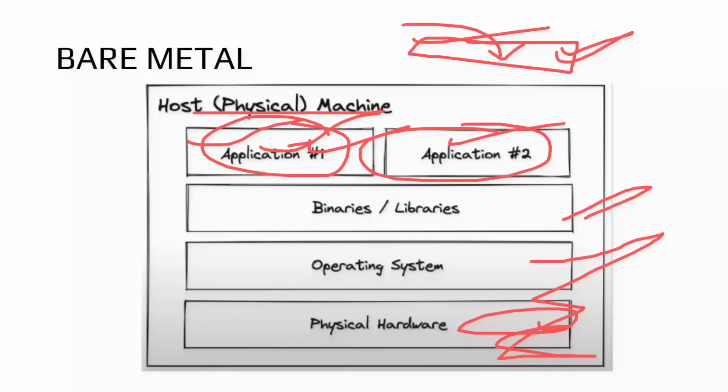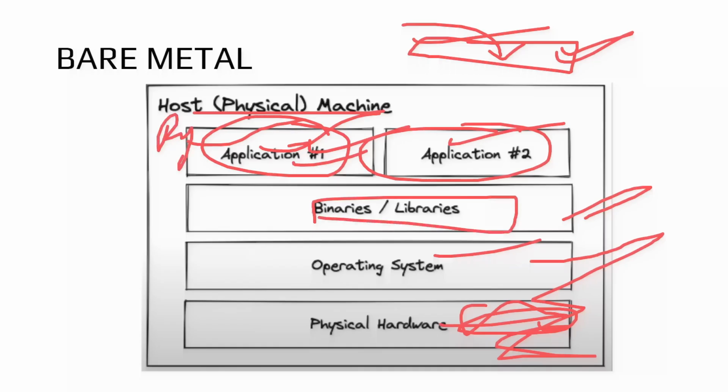First, what are the advantages of doing this? You have this physical hardware, and then you install some operating system like Linux or Nix or whatever, and then you install all the application libraries. Suppose there is this Python app and this Golang app. You install all those libraries, and then you run these applications separately. So what is the problem in this setup? Let me first explain the advantages.